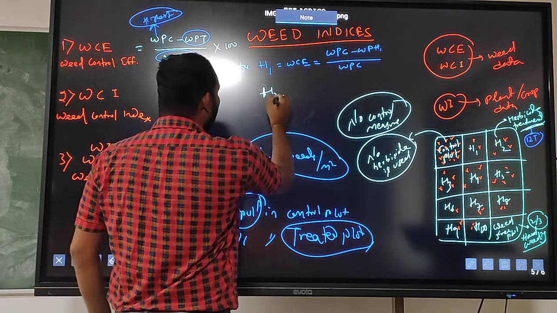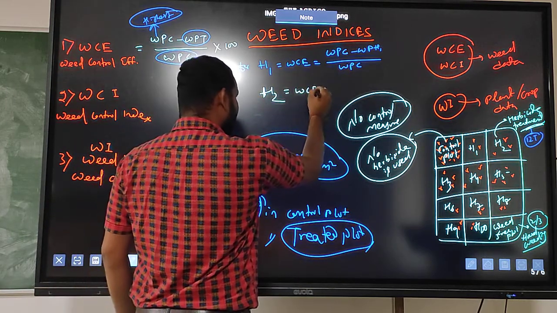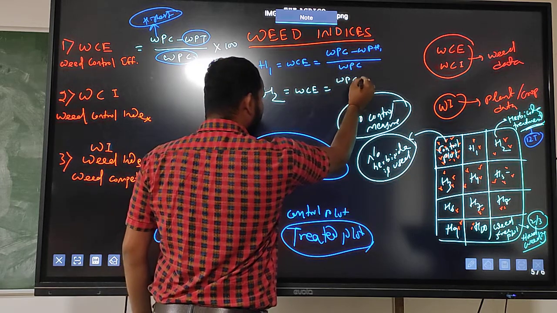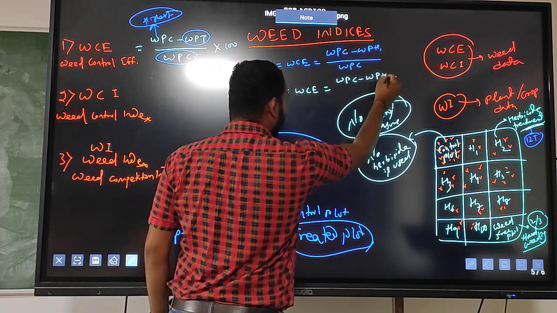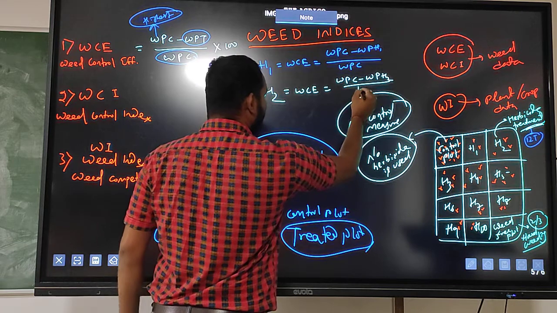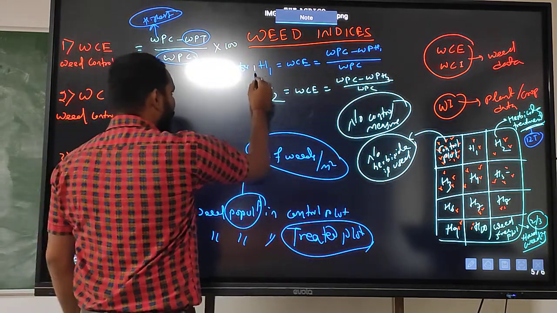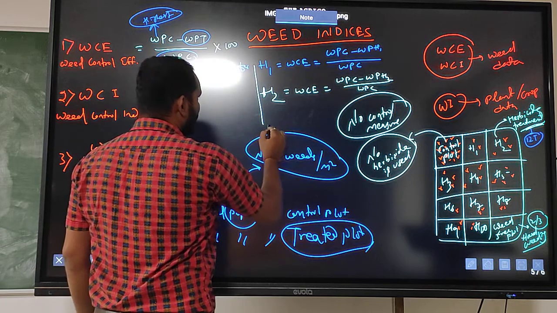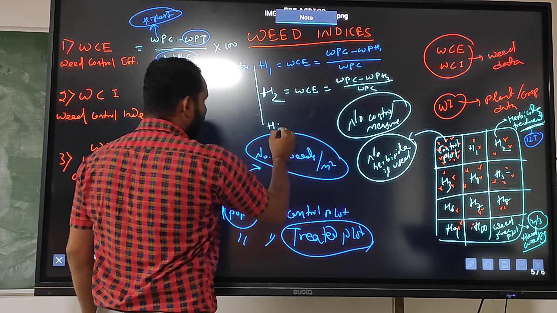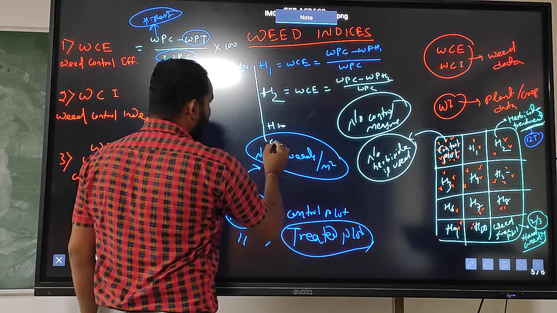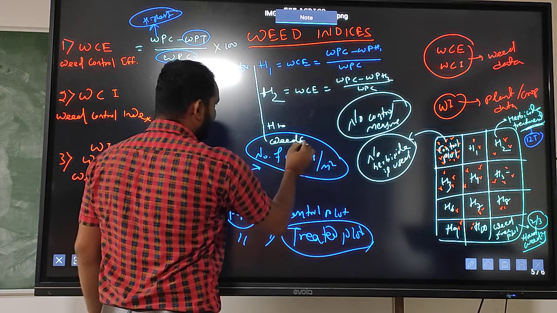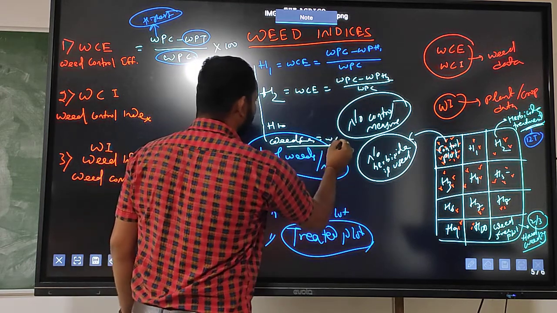For herbicide 2, the weed control efficiency is WPC minus the weed population in herbicide 2 treated plot, divided by WPC. Okay, so likewise we will calculate up to herbicide 10 and the other one, the weed free plot, particularly the weed control efficiency.